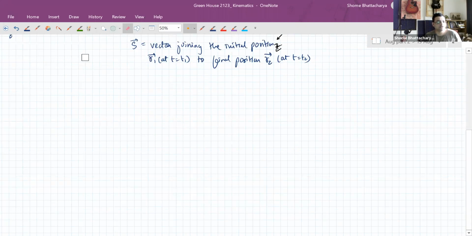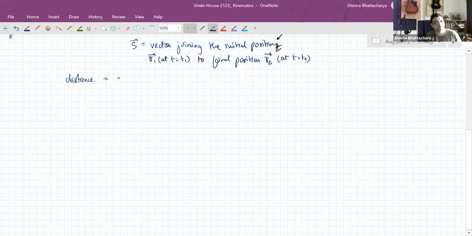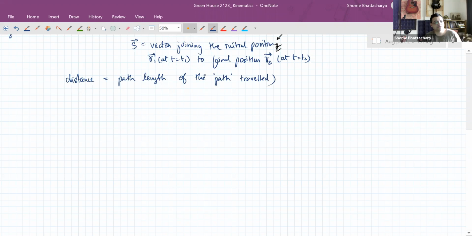So before we get into the example, the distance traveled on the other hand. Can you just hold up for 1 minute, sir? Yeah. Okay.